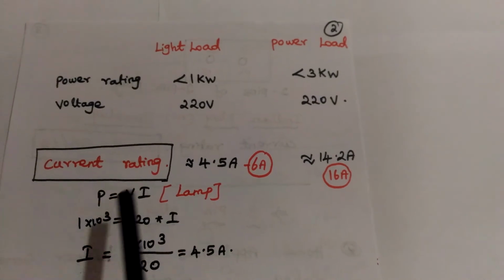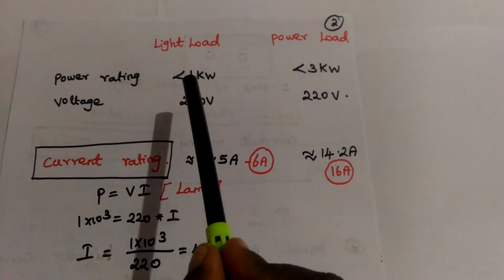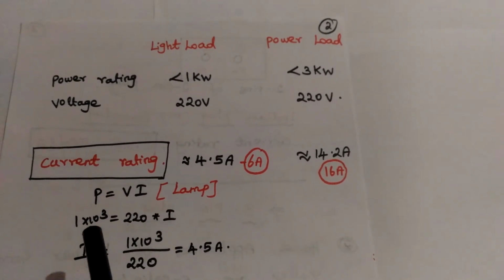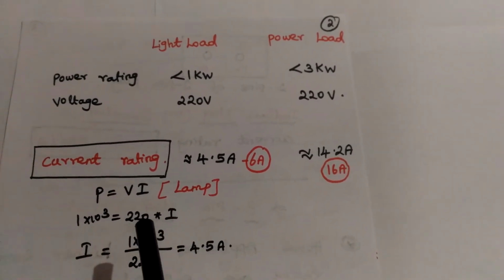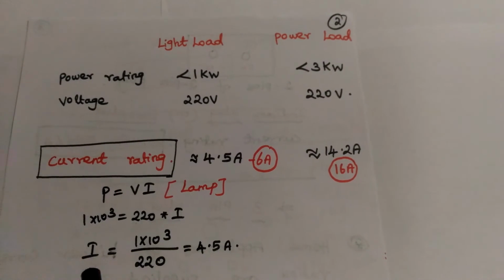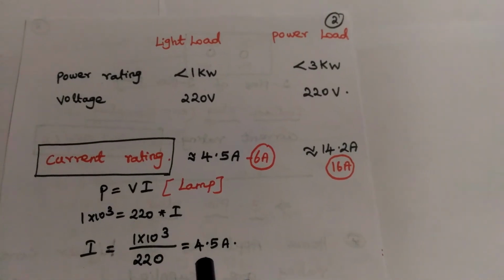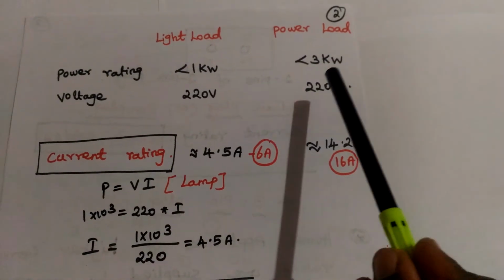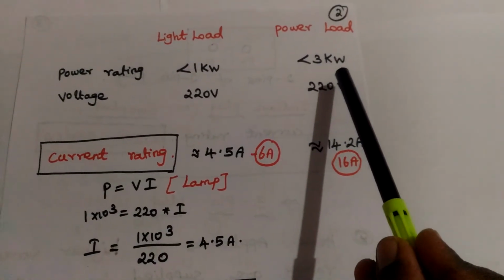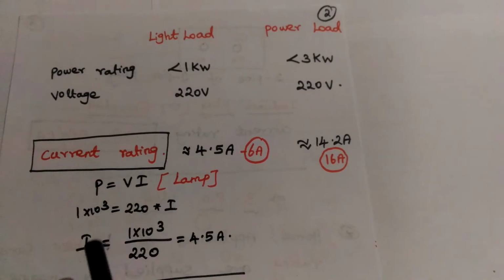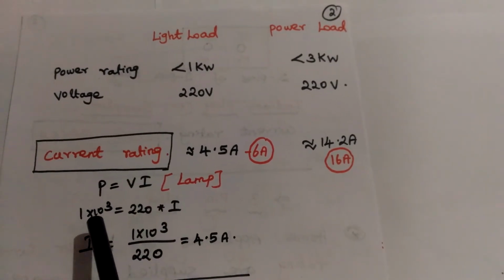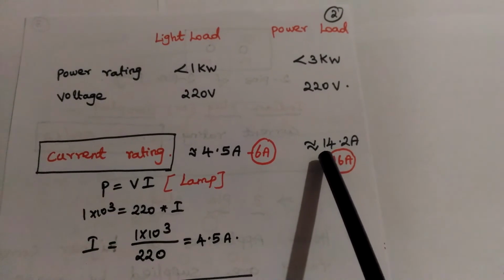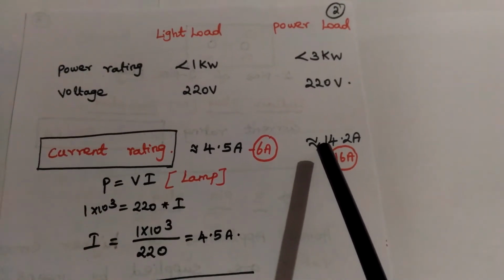So now we know the power. I am considering the maximum power rating of the equipment, that is 1 kilowatt. So the power will be 1 into 10 power 3 and the applied voltage is 220. The unknown current I is calculated by using this formula. The obtained value is approximately 4.5 amps. And suppose I consider 3 kilowatt as the power rating of the power load. Here, instead of 1 kilowatt, I substitute 3 into 10 power 3, so that I get an approximate current value of 14.2 amps.